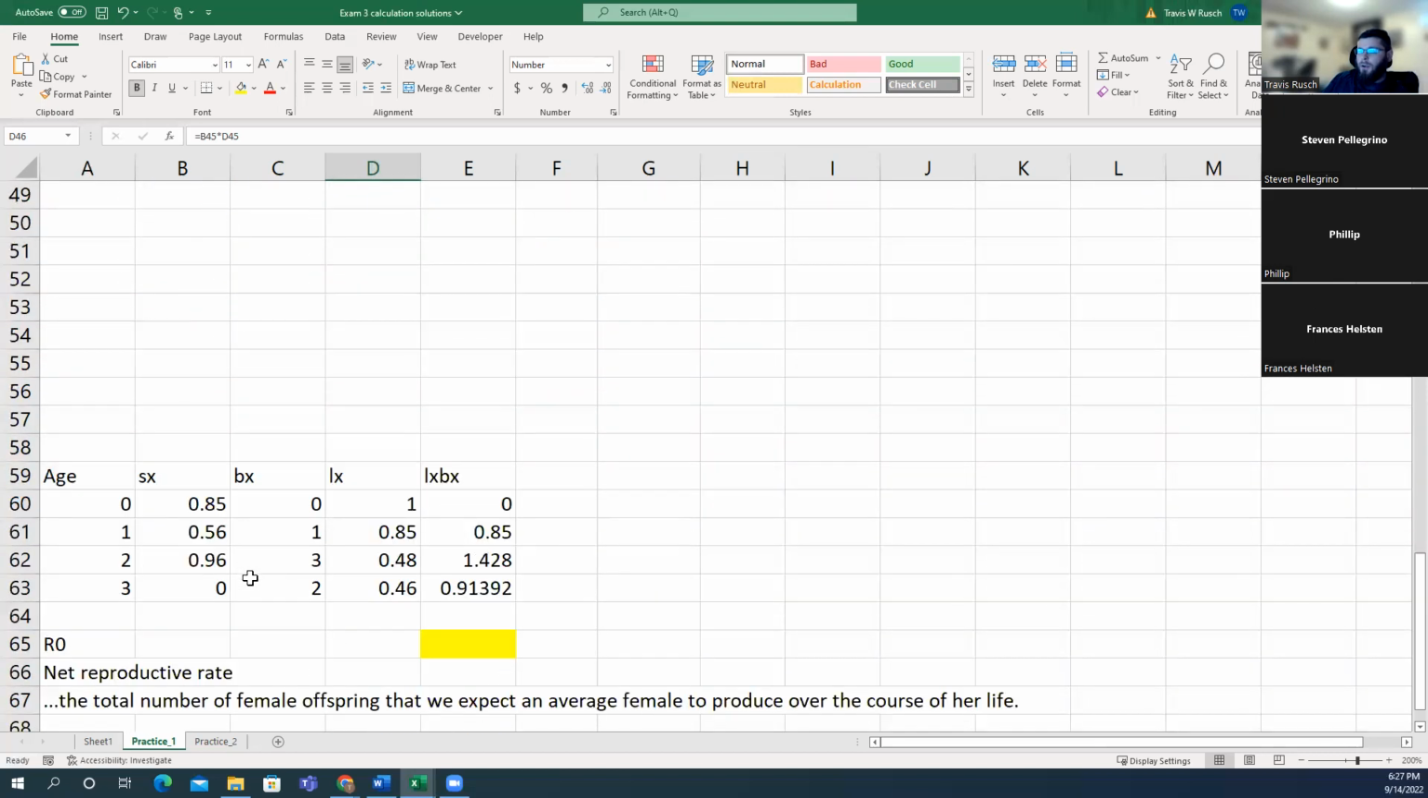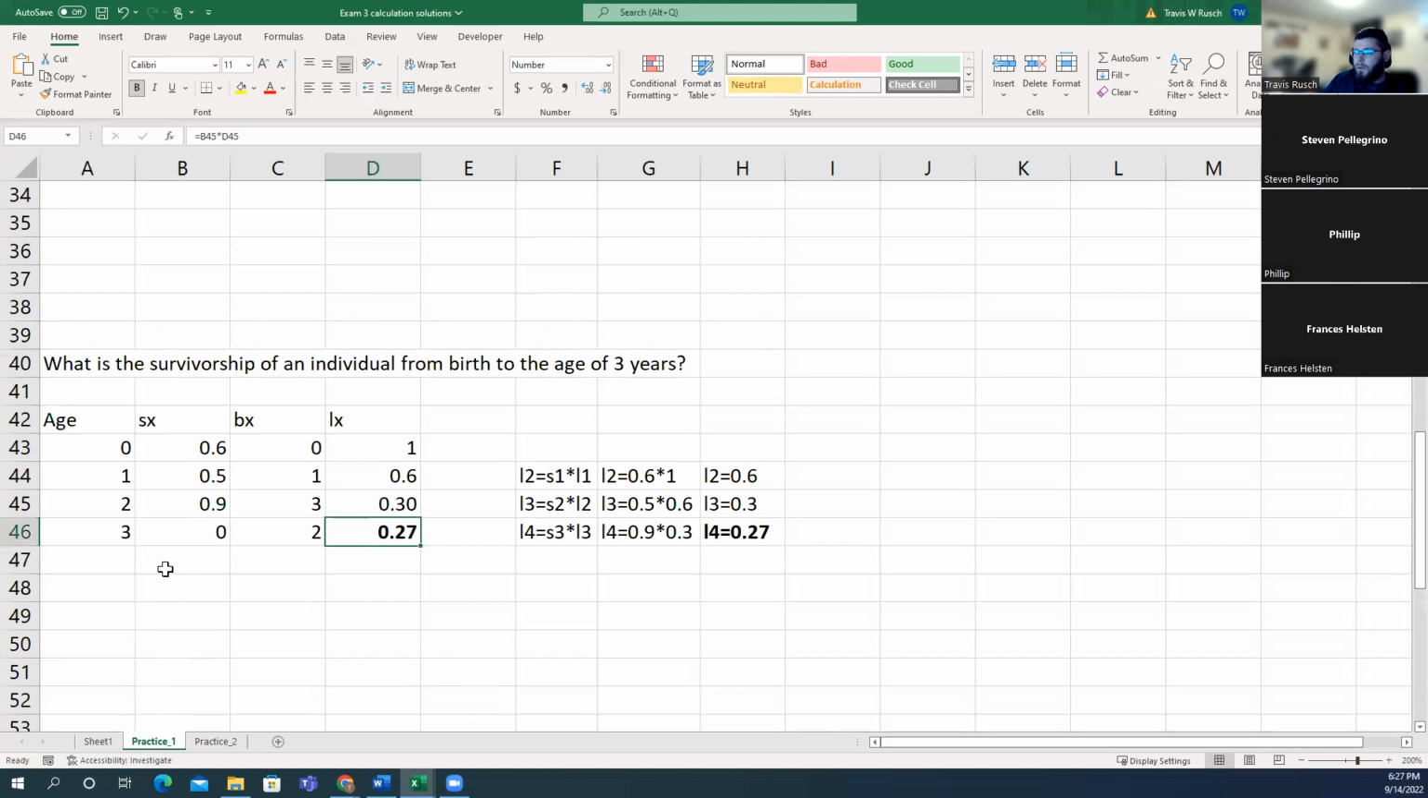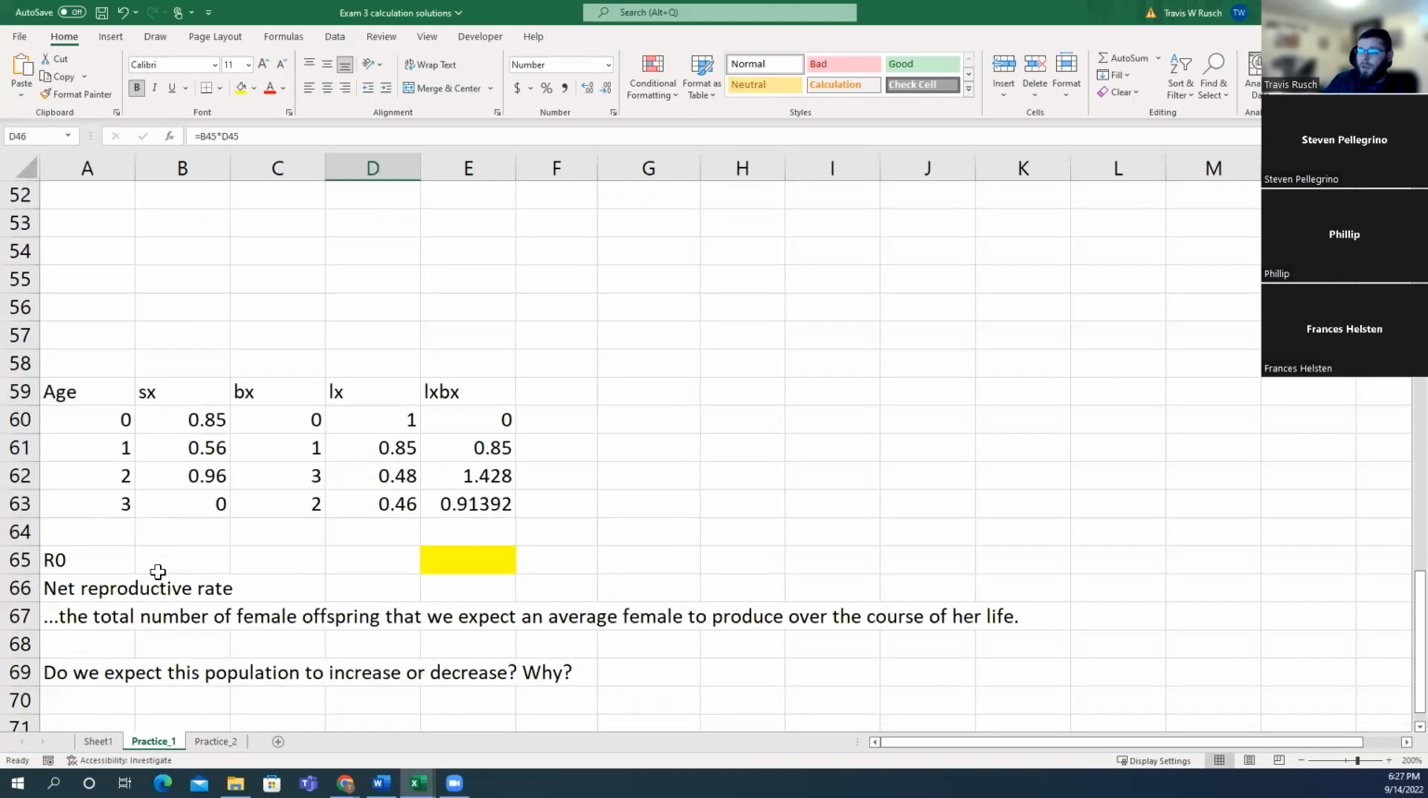What if we expanded this question then? Maybe this was a multi-part short answer, and I asked, what is the net reproductive rate? Do you remember how we calculate that? Yeah, so I already did it, where we solved for lx in the previous step. Now we can just add another column and get lx times bx, which is just multiplying these values together and then summing them together, right?